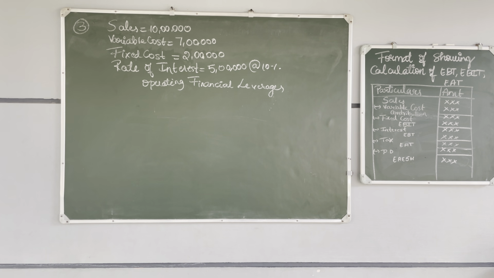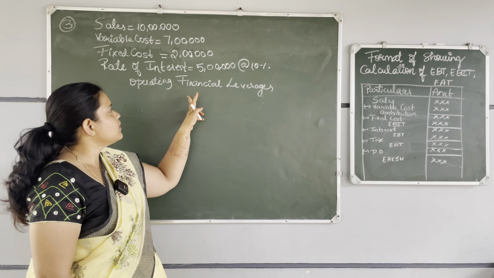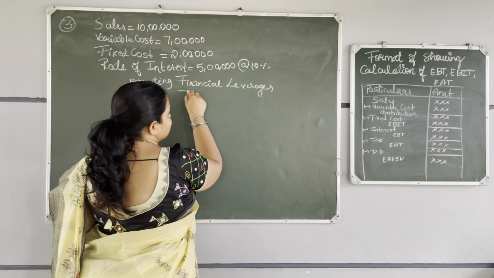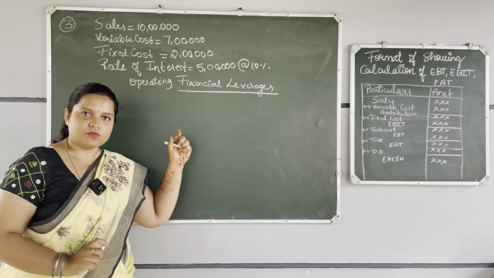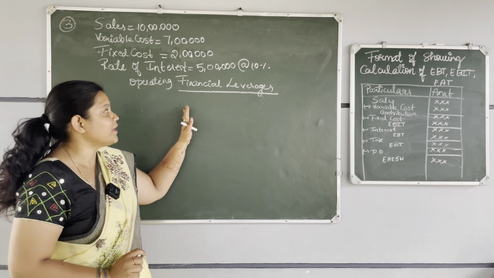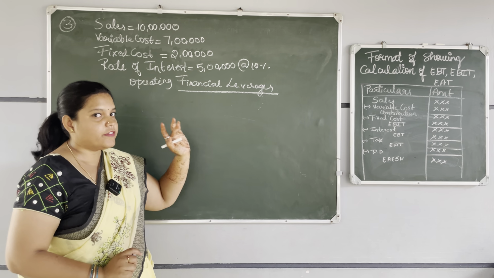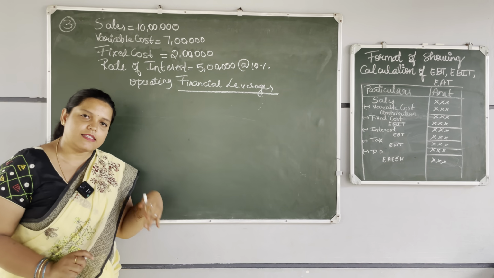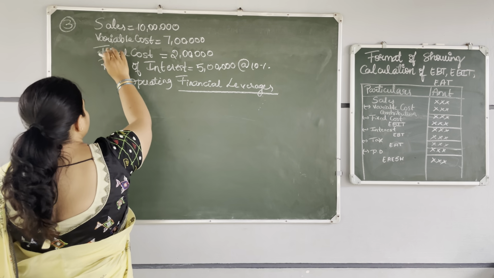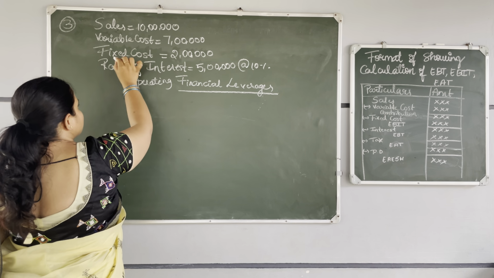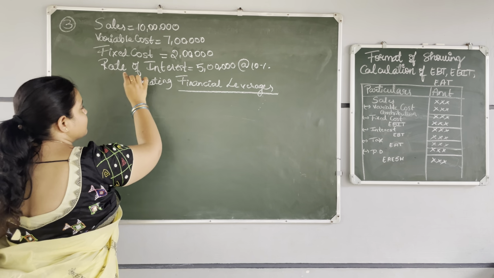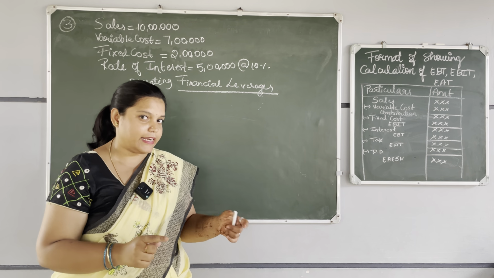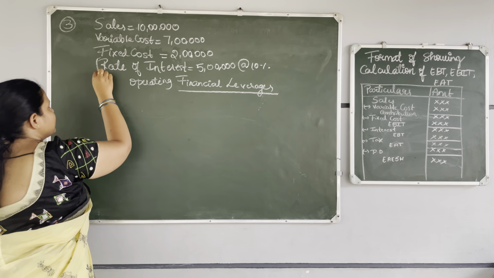This problem belongs to 6 marks problems. So here we have another problem regarding financial leverages. Yesterday I taught you operating leverages, so today we are going to explain financial leverages. It is the same as yesterday's problem. They have given sales, variable cost, fixed cost, and one more thing they have added here, that is rate of interest.